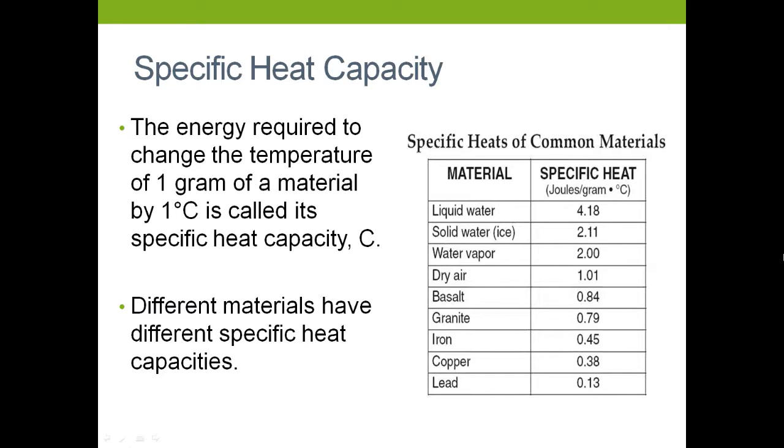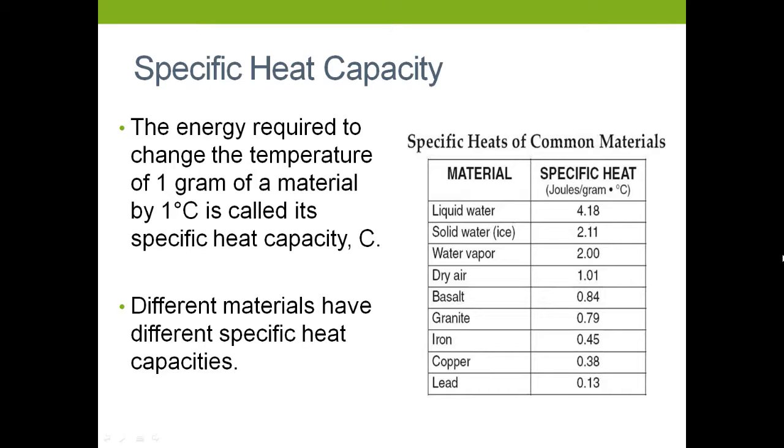Specific heat capacity. The energy required to change the temperature of 1 gram of a material by 1 degree Celsius is called its specific heat capacity, and it's marked with a letter C. Different materials have different specific heat capacities. Take a look at the diagram on the right. Liquid water, solid water, and water vapor all have different specific heat capacities. Even though they're the same chemical, they're different states of matter, and so they have different specific heat capacities.